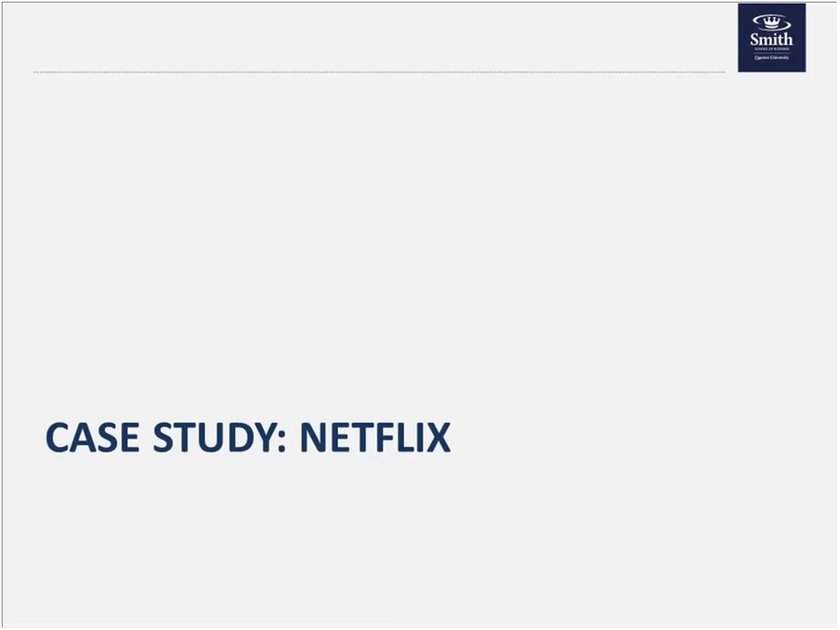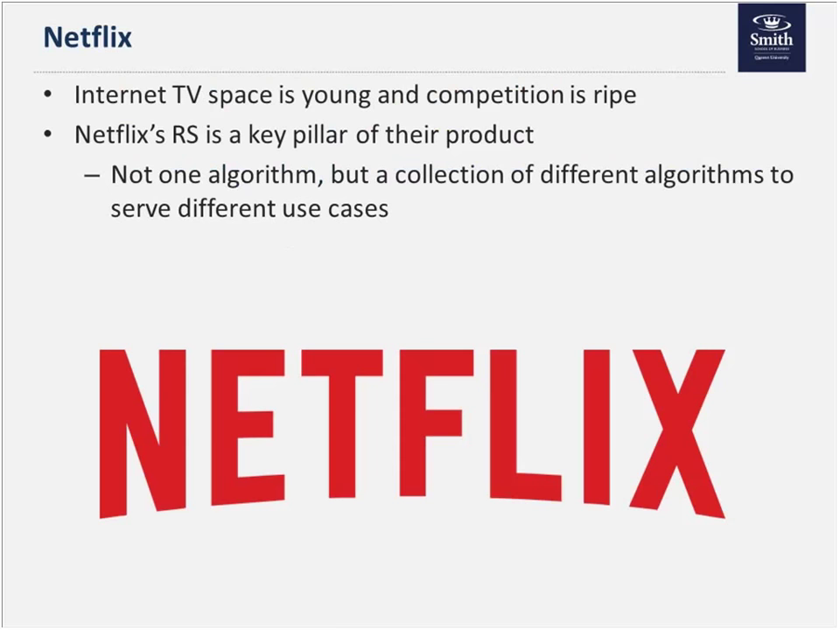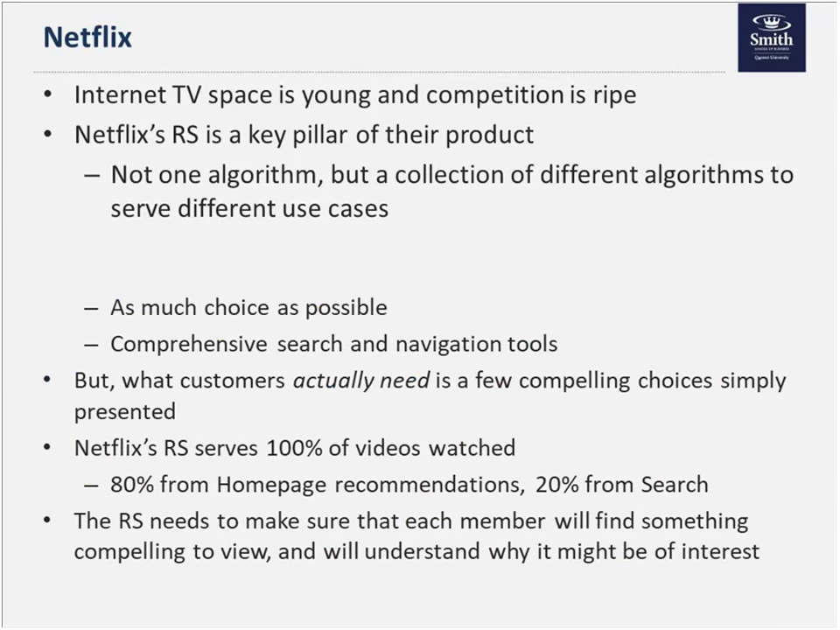Okay, so let's put all that into context with a case study on Netflix. So the context for Netflix: Internet TV is a young space, a ripe space in terms of market, and competition is ripe. Netflix thinks that their recommender system is the key pillar of their product. In addition to the content itself, they think that the recommender system is their key to success. So what Netflix does is they don't use one recommender system algorithm, but they actually have a collection of different algorithms to serve different use cases, as we shall see.